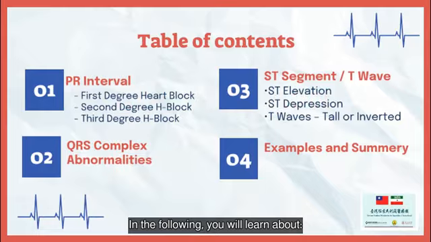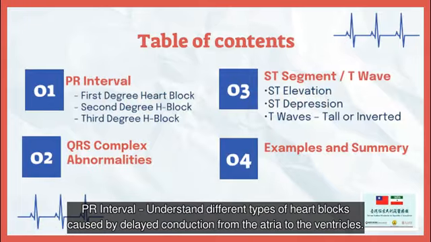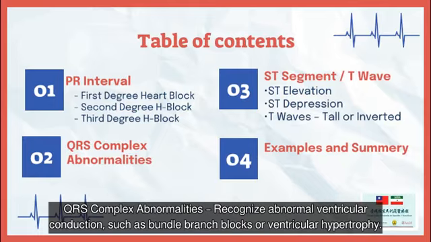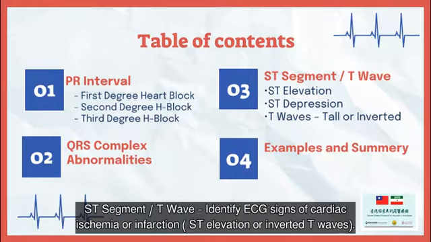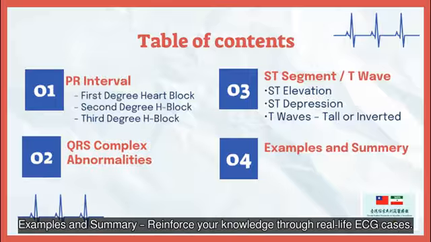In the following, you will learn about PR interval. Understand different types of heart blocks caused by delayed conduction from the atria to the ventricles. QRS complex abnormalities. Recognize abnormal ventricular conduction, such as bundle branch blocks or ventricular hypertrophy. ST segment/T wave. Identify ECG signs of cardiac ischemia or infarction, ST elevation or inverted T waves. Examples and summary. Reinforce your knowledge through real-life ECG cases.